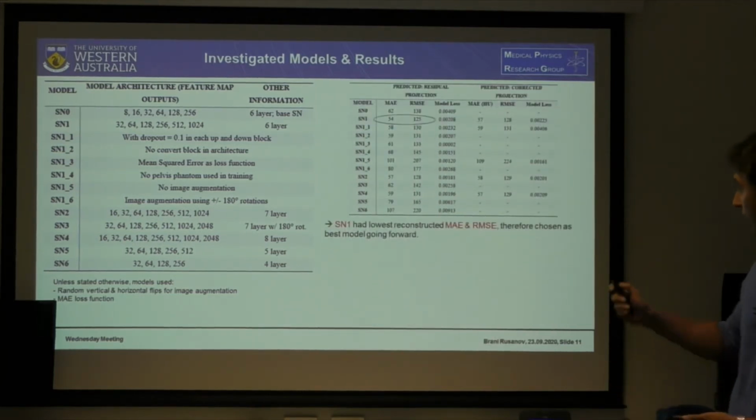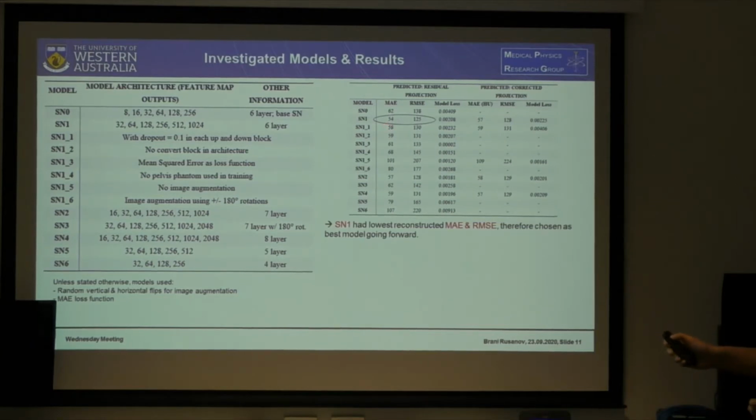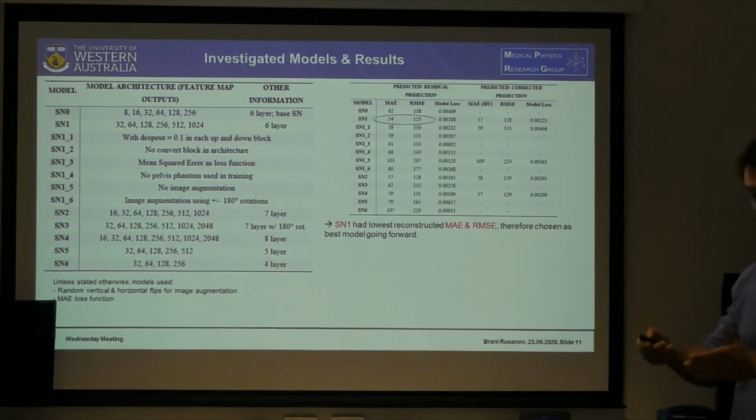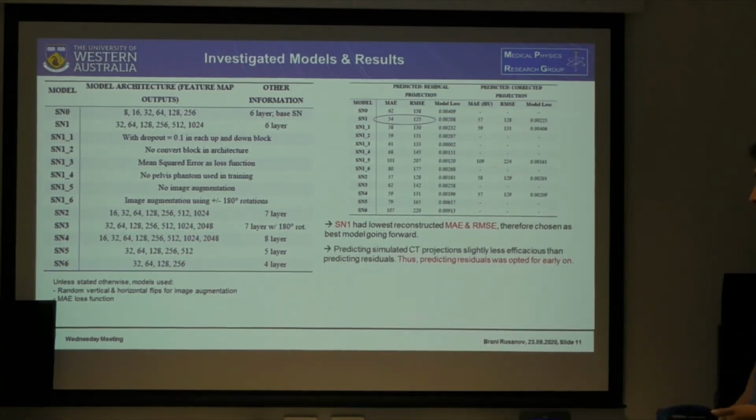So this table shows the reconstructed, so I took the best model, I fed the patient data, and I reconstructed the output. I corrected the projections and I reconstructed the output corrected projections. And this is the mean absolute error versus the CT ground truth, which was deformed to match the CBCT anatomy. So this is in reconstruction space, and this is working in projection space. So immediately we noticed that SN1 had the lowest MAE in RMSE, and therefore this was chosen as the best model going forward.